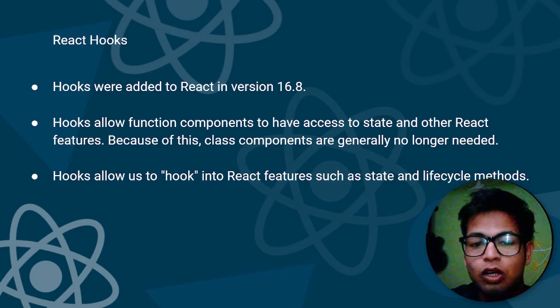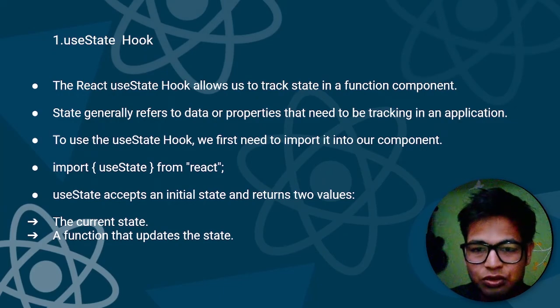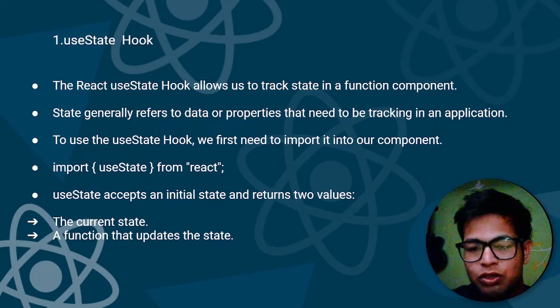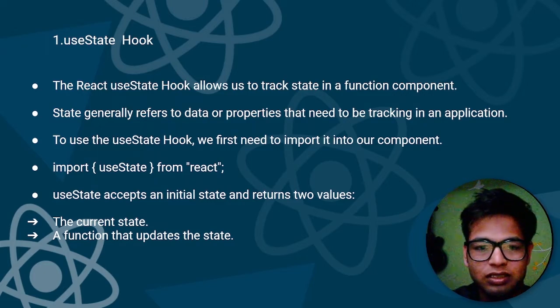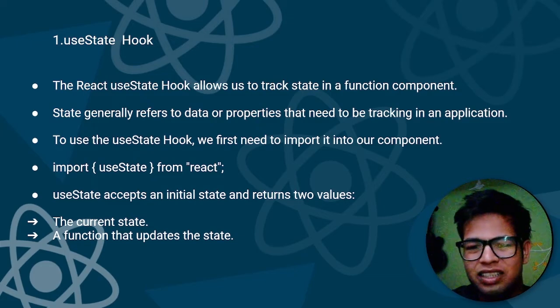See, hooks allow us to hook into React features such as state and lifecycle methods. So our first hook is the useState hook. The React useState hook allows us to track the state in a function component. We will look into an example in 2 or 3 minutes, so just wait. State generally refers to data or properties that need to be tracked in an application. So you can understand what state is. State is basically a thing or a variable kind of thing, so we can manipulate the variable's properties.